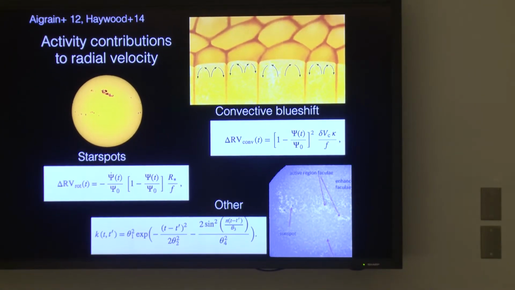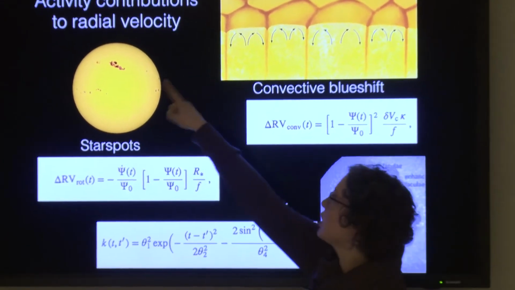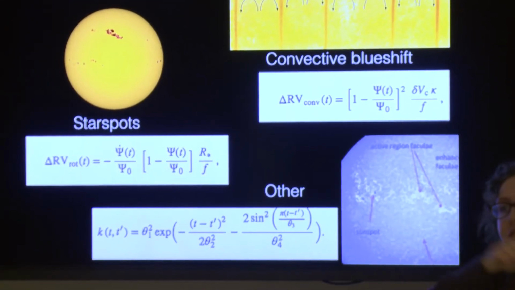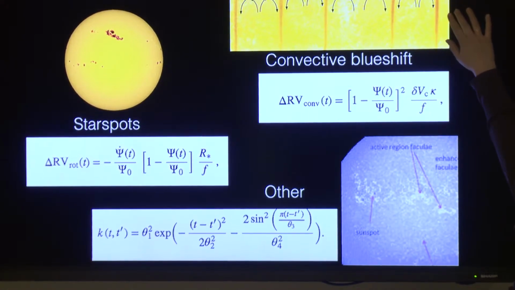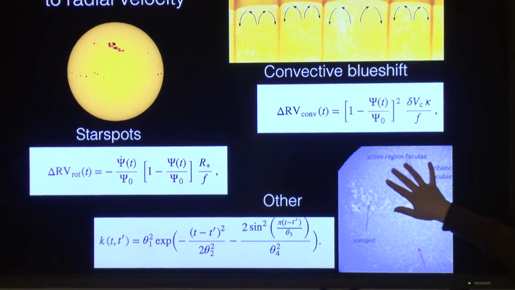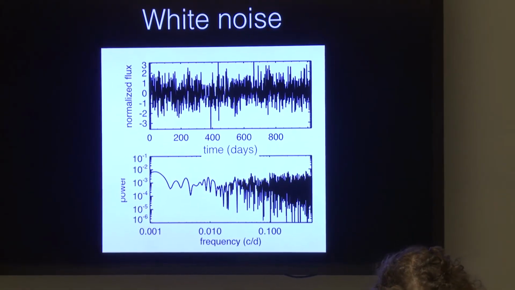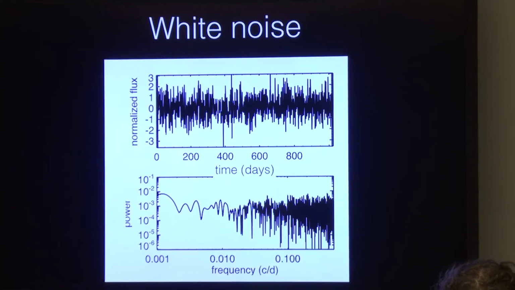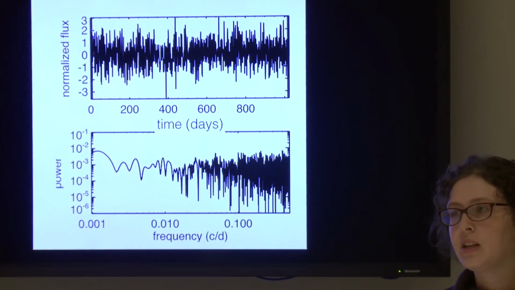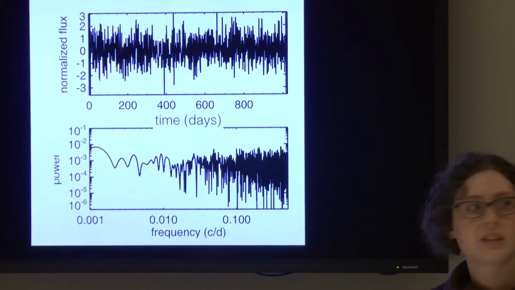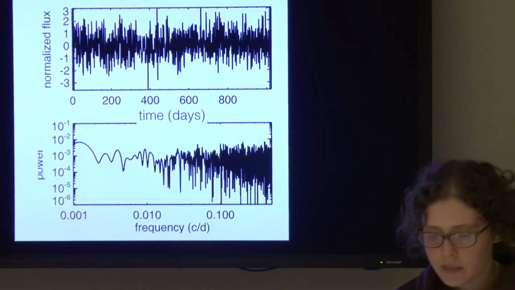Some of the reasons why there's correlated noise in the data set: there can be star spots that come in and out of view, there can be convective blueshifts, and there can be active regions on the star. I'm now going to talk about two techniques that we use for dealing with the correlated noise: wavelet transforms, and then the Gaussian process regression that I alluded to on the board.